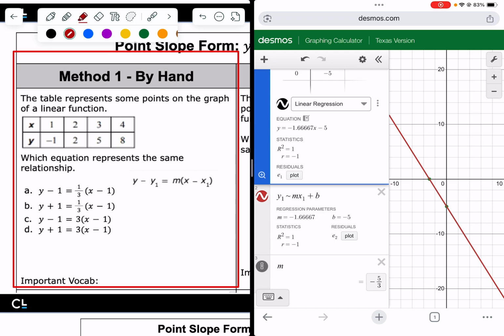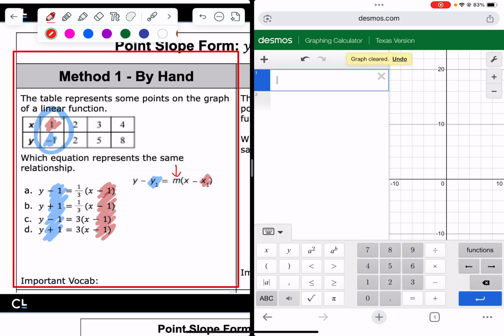Okay, so I see in my x spot, x1, a 1. I see a 1 here. In my y spot, I also see a 1, and I see a 1 here. So they're using this point right here. The first thing I want to do is find my m.